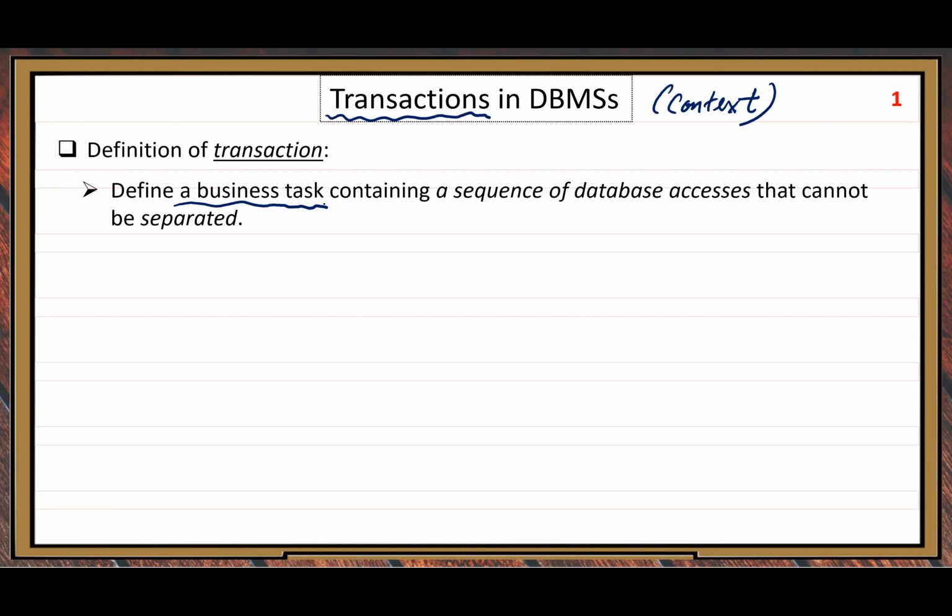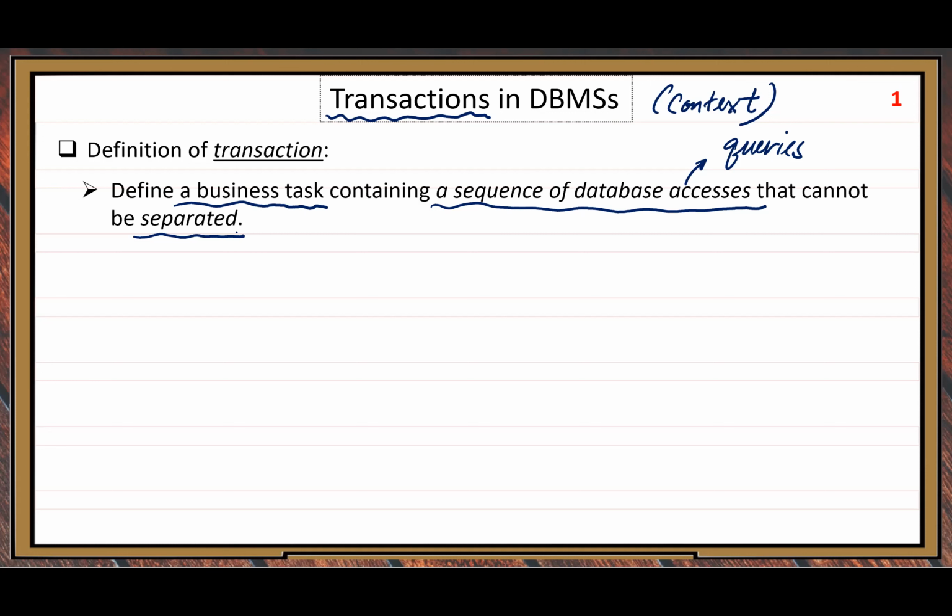This definition: containing a sequence of database accesses. This access is just queries. We use queries to access the database, just queries. A sequence of database accesses that cannot be separated. That's the important thing. All right, that's the definition.